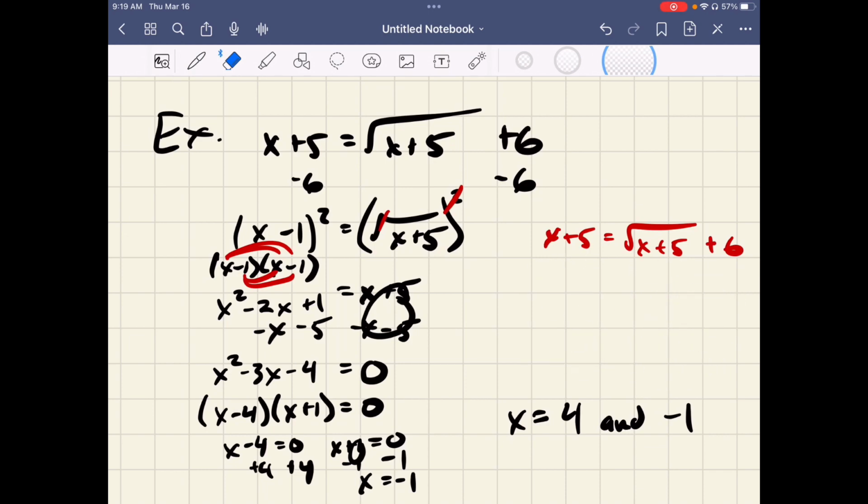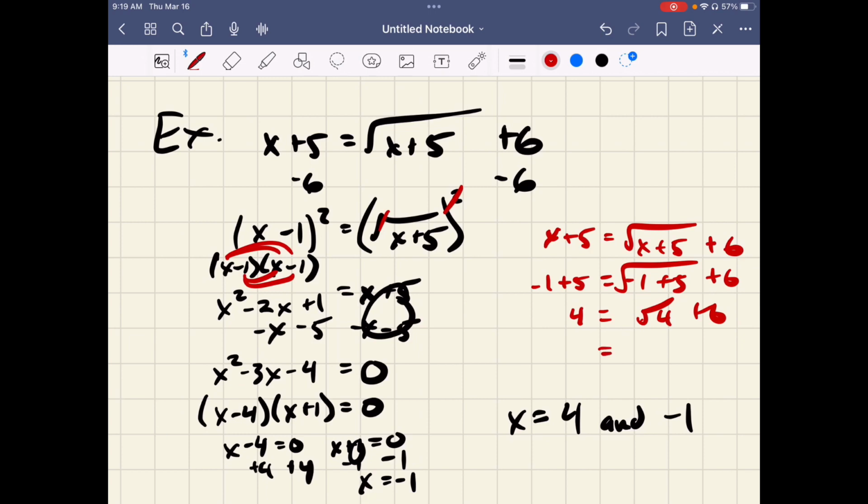Let's go check this negative 1. So I got minus 1 plus 5. So I'm going to simplify that left side first and get 4. Got negative 1 plus 5, plus 6. So I got the square root of 4 plus 6. And now I hope you can start to see I've got 2 plus 6 equals 8.